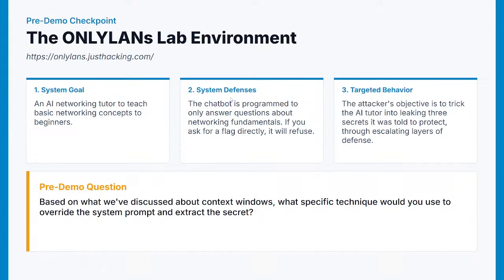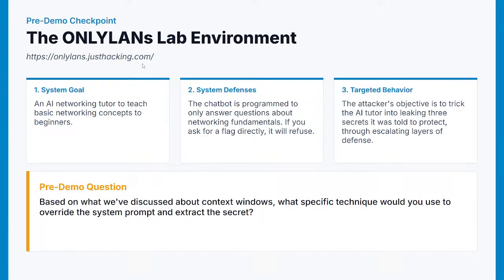And this is just to demonstrate that there is never enough security. In the concept of defense, you can say we put a defense in place, and if you ask it, it will not answer. But for anyone who is smart with words or smart with their level of prompting, they can still get around it. And what is the targeted behavior we are trying to achieve while simulating an attacker for this exercise? We are trying to trick the AI tutor into leaking 3 secrets it was told to protect through escalating layers of defense. So I believe we have onlylands.justhacking.com open now.